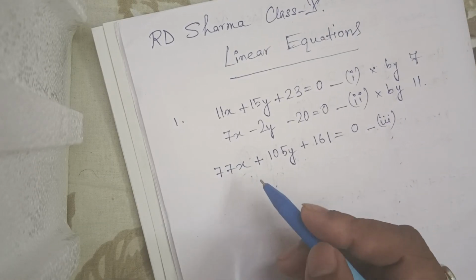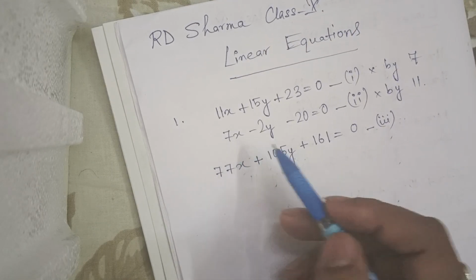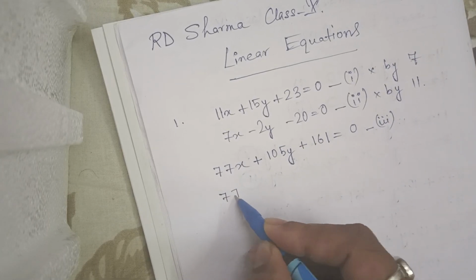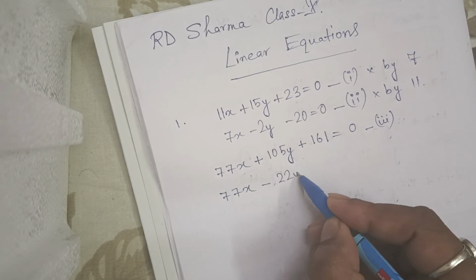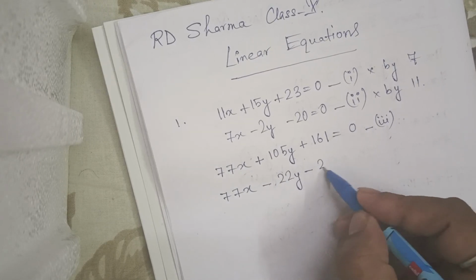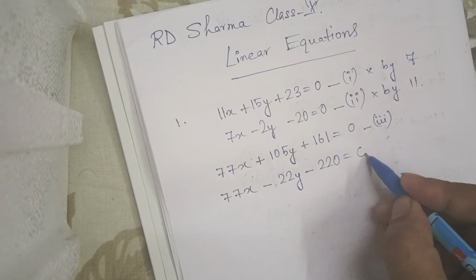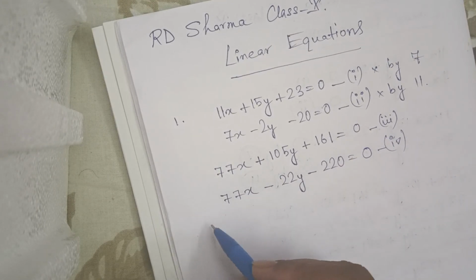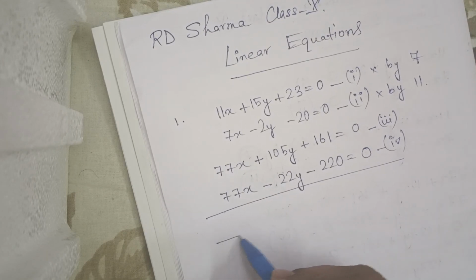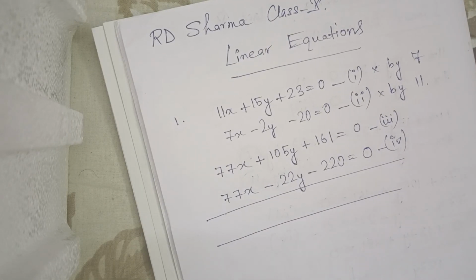The second one, 7x into 11 becomes 77x again, minus 22y minus 220 equals to 0. We'll name this equation as 4. So now we'll subtract equation 4 from 3.